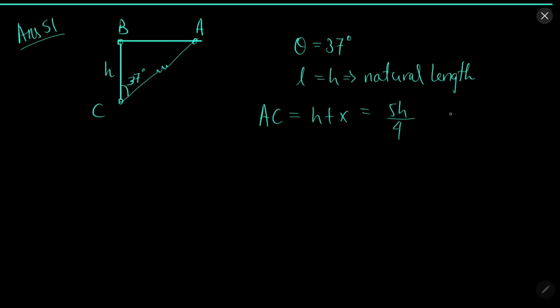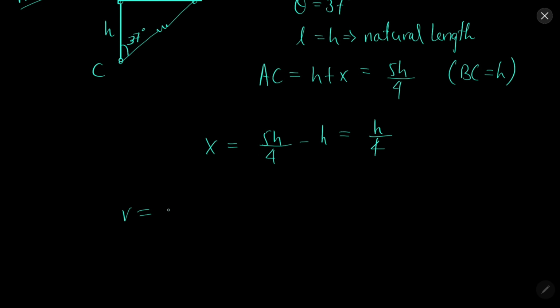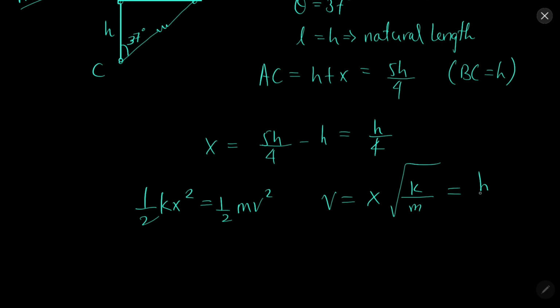5h by 4. BC is equal to h. So x equal to 5h by 4 minus h equal to h by 4. So V equal to, half kx square equal to half mv square. V equal to x root k over m. It will be h by 4 root k over m.